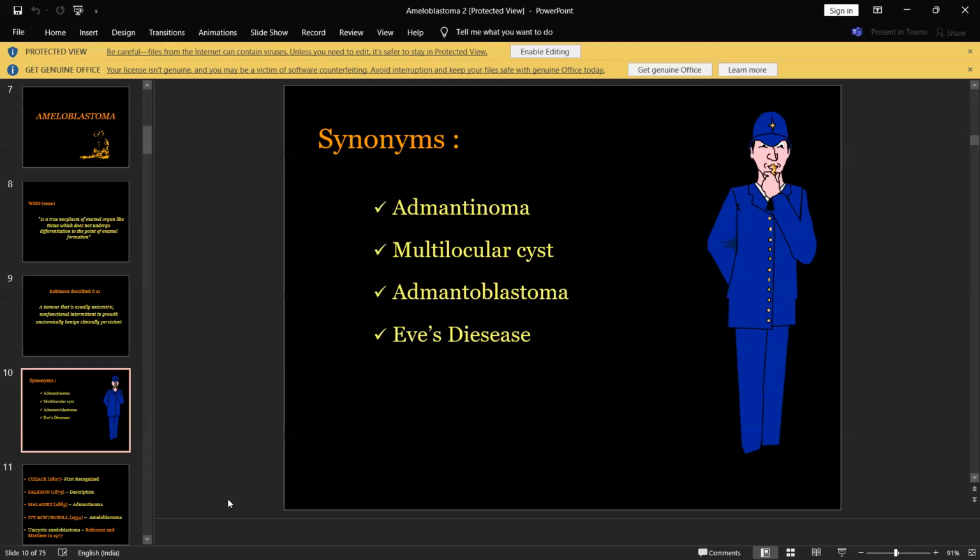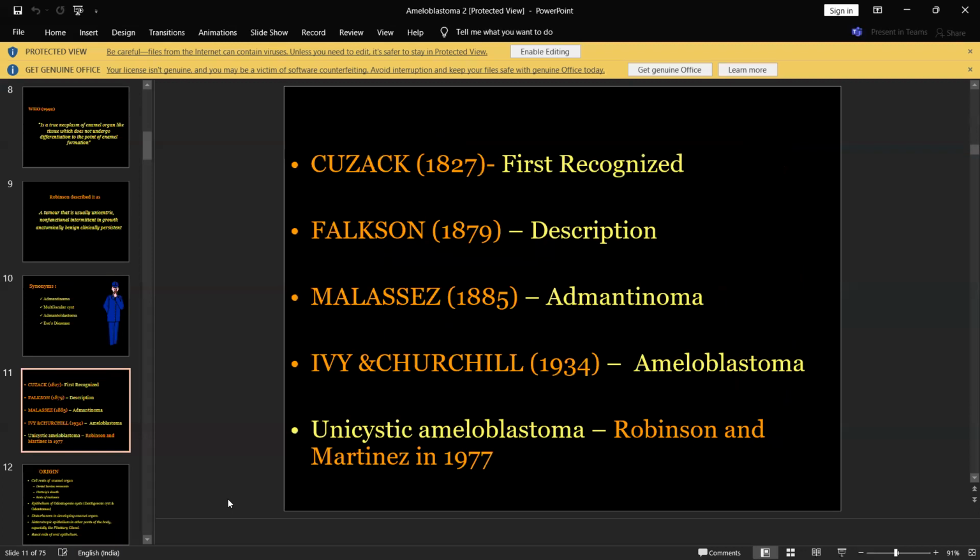What are the other names for ameloblastoma? Previously, ameloblastoma was known under the name of adamantinoma, that is, of the jaw. Then it was called multilocular cyst according to the radiographic features. Then it has been known as adamantoblastoma and Eve's disease also. So previously all these terms have been outdated now. Now we have got the term ameloblastoma in particular.